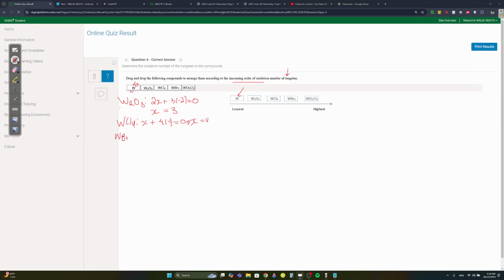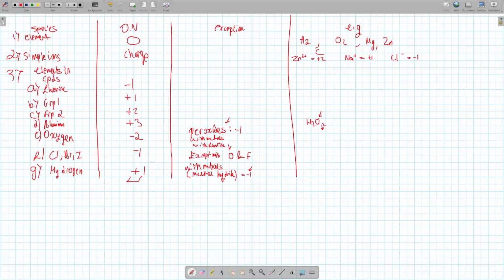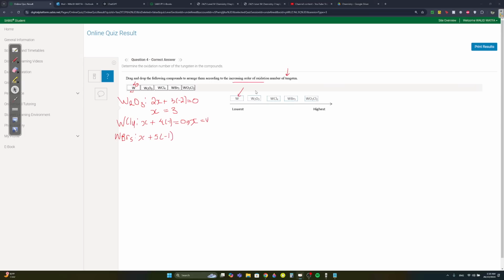WBr5, W is X, Br is 5 times each Br, which is -1. Remember, Cl, Br and I are -1. Is equal, obviously, to 0 because the total charge is 0. So that means X is equal to 5. Plus 5, I should be putting plus. I keep forgetting to put the plus on.